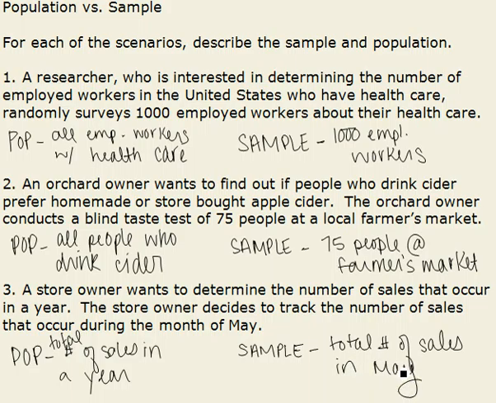So again, population is the set of units, sometimes people or objects, or in this last case, the number of sales transactions that we're interested in studying, and a sample is that subset, a smaller group of that population.